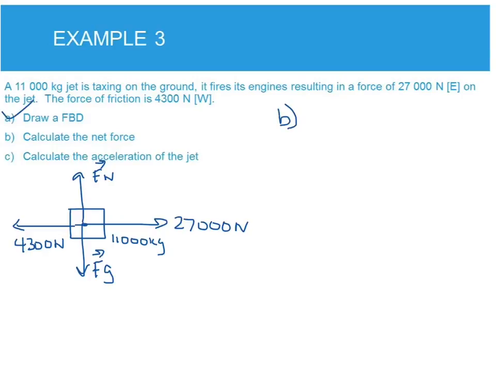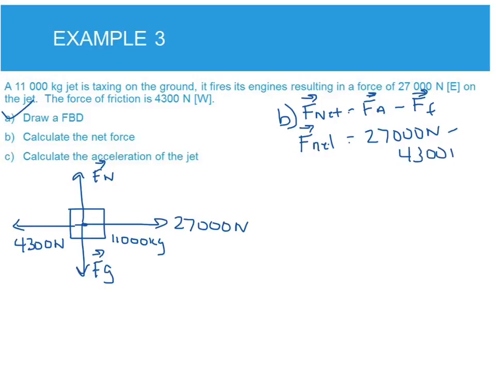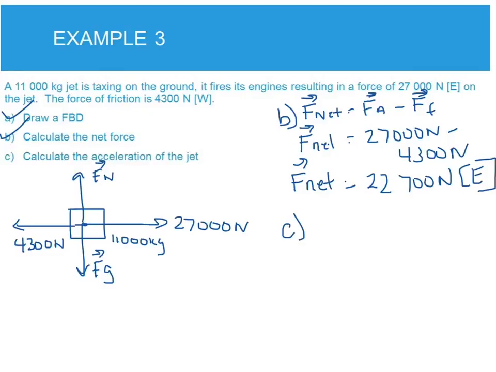So part B is asking us to calculate our net force. So our net force is going to be our applied force minus our force of friction. So F net is equal to 27,000 newtons minus 4,300 newtons. So our F net is equal to 22,700 newtons. It's positive, so that means it's in the east direction. So that's part B. Part C is asking us to calculate the acceleration.